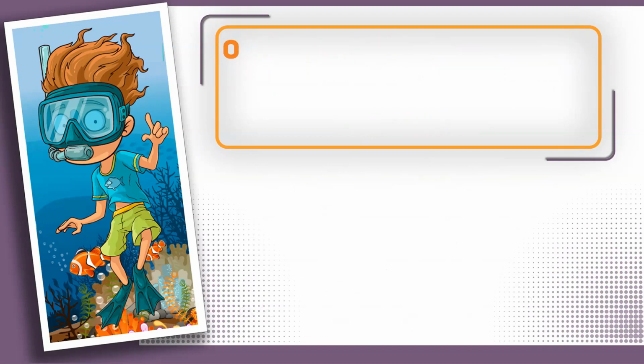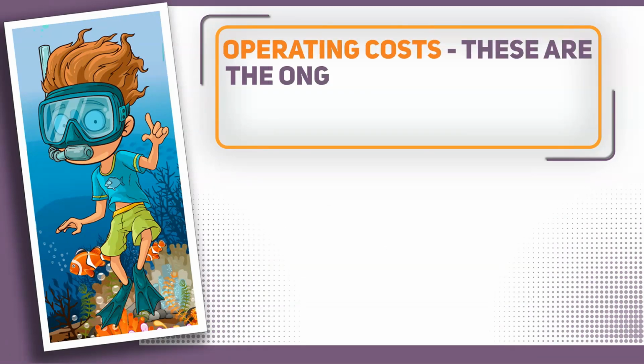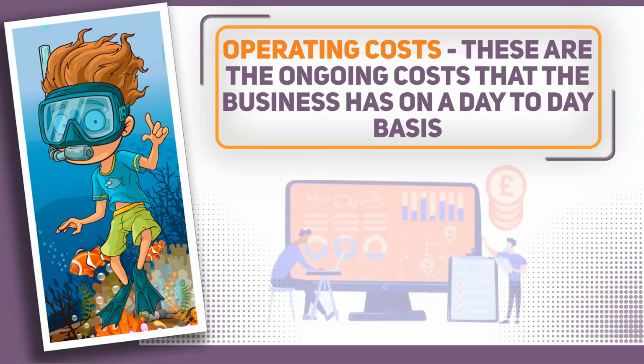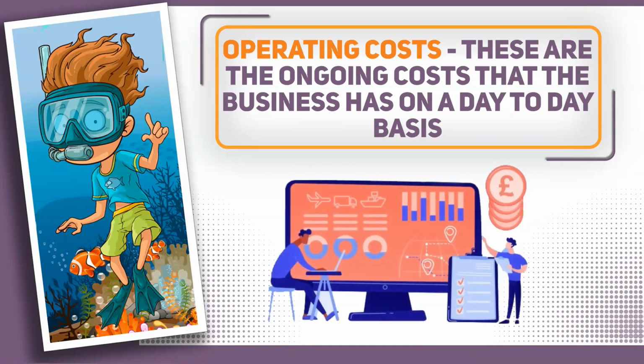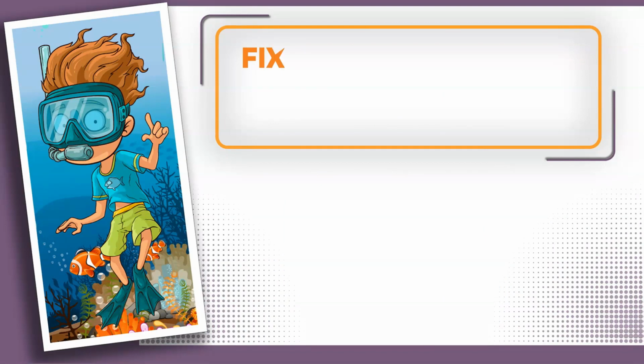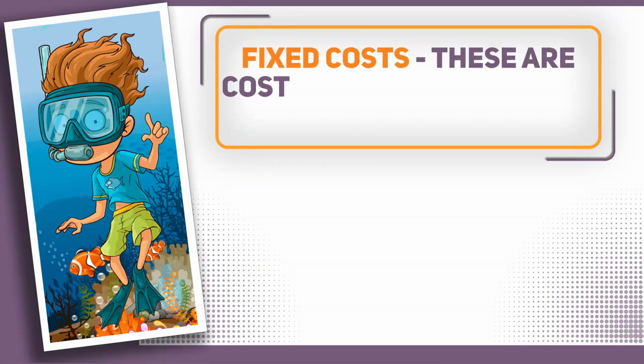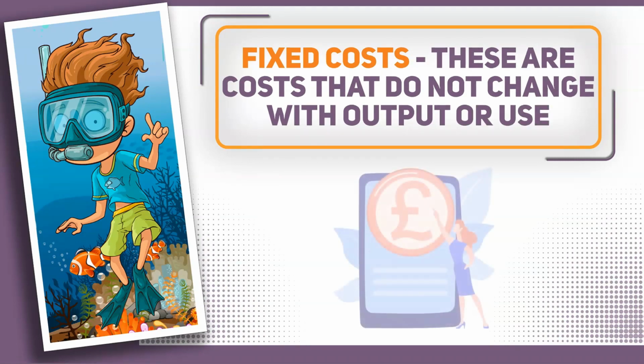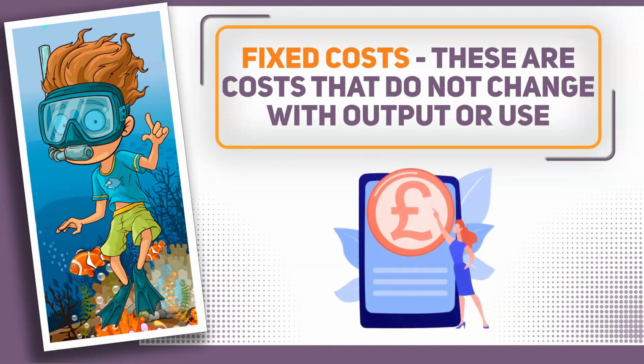And then there's operating costs. These are the ongoing costs that the business has on a day-to-day basis. Josh has to pay the telephone and the broadband costs, as well as the electricity costs for running his office. There are fixed costs. These are costs that do not change with output or use. Josh has to pay rent on his office regardless of how many sales he makes, so this is a fixed cost. It's not going to change dependent on how many experiences Josh sells.